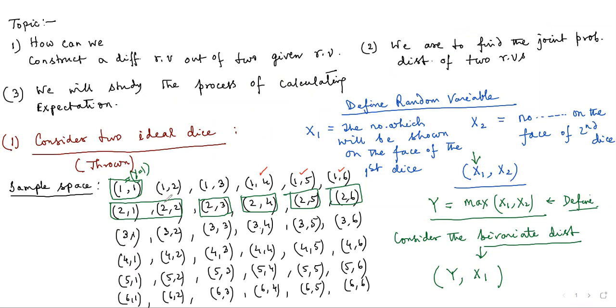But when we consider the 3, 3, then there are 3 possibilities. That is, when we consider the max of y to be 3, there are 3 possibilities in which this can happen. It can happen in 3, 1, it can happen in 3, 2, it can happen in 3, 3. If I consider the maximum of x1 and x2 to be 4, there can be 4 possibilities. If we consider the max of x1 and x2 to be 5, there can be 5 possibilities. And for the last one, there will be 6 possibilities.